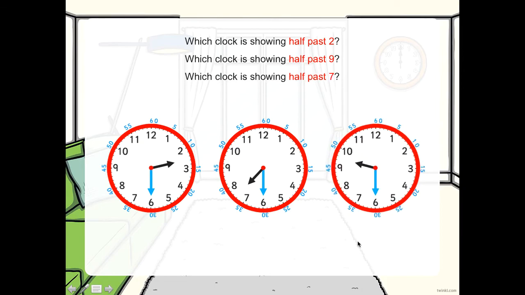And which one is showing half past 7? Well, it must be the middle one. But why? Can you tell somebody at home why that shows half past 7? Yes, the minute hand is pointing to the 6. And the hour hand, the shorter hand, is halfway between the 7 and the 8. That is why it's half past 7.